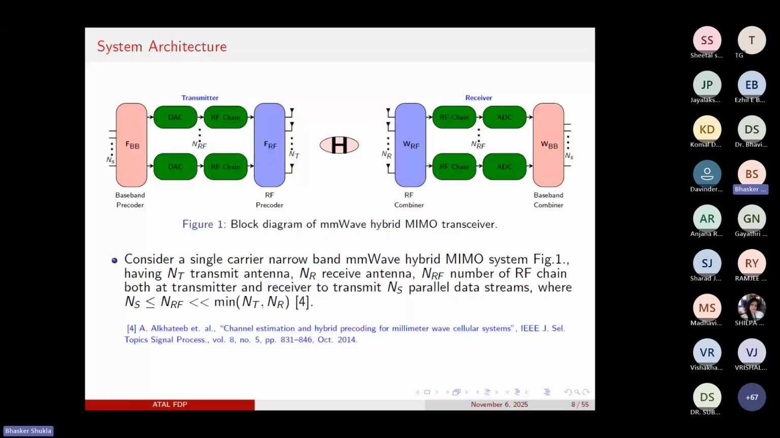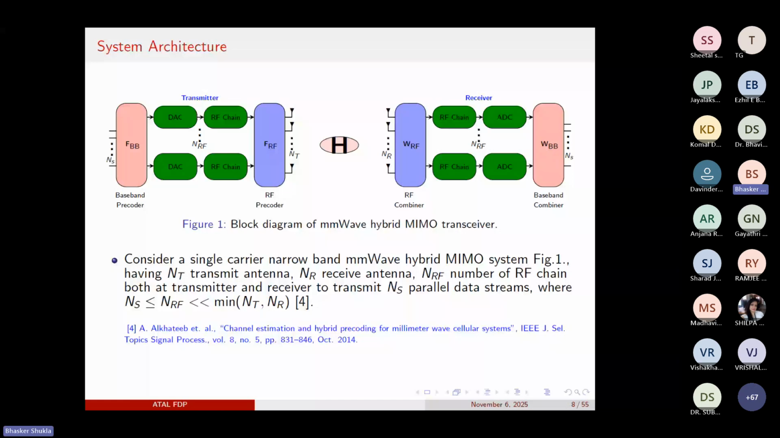So this is the basic reason why we go for the hybrid MIMO transceiver for millimeter wave systems. The basic reason is to reduce the complexity, reduce the power consumption, and reduce the cost of the system. So here we have considered the single carrier narrowband millimeter wave hybrid MIMO system.